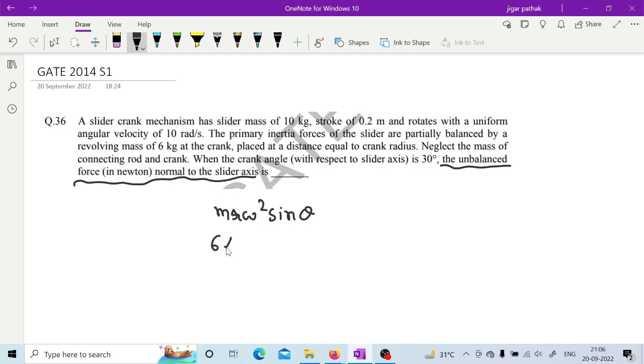Mass is 6, radius is 0.1 meter because stroke length is 0.2. Omega is 10 provided, 10 radian per second. And theta is 30 degree. So when you put all this, your answer will come around 30 Newton, right? Okay.